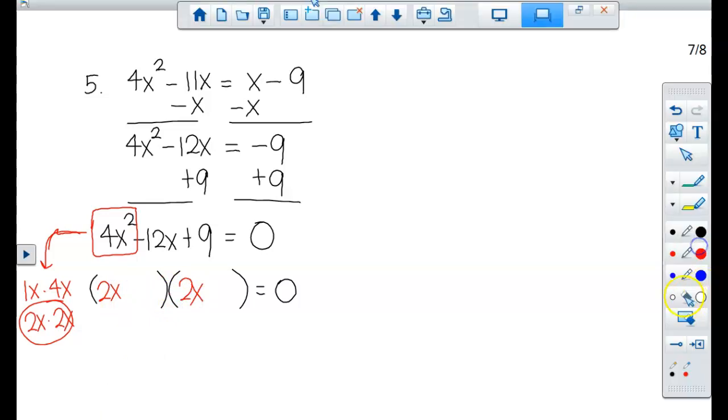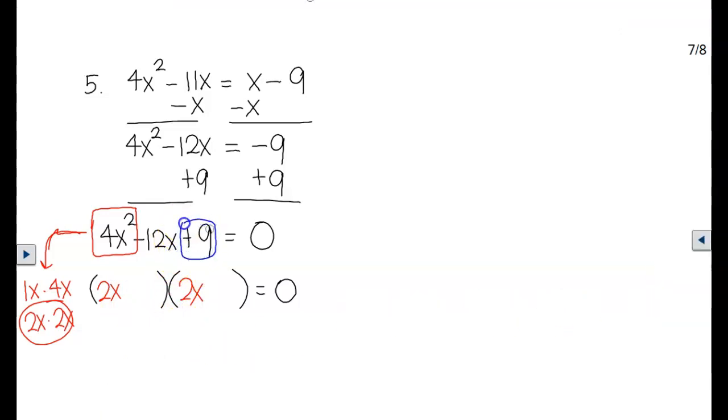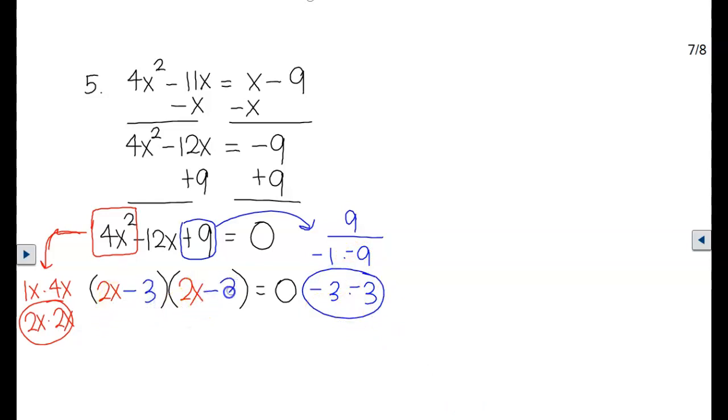All right, next I'm going to guess for this +9. So for a +9, I could do 1 times 9, or I could do 3 times 3. I'm looking here and seeing that I want a -12x in the middle, so that means I'm going to need some negatives in these numbers over here. It would take a -1 times a -9 to make a +9, and a -3 times a -3 to make a +9. Both numbers would need to be negative. Now again here I got two choices, so I'm just going to have to guess. I'm going to try that one. I'm going to try -3 and -3.